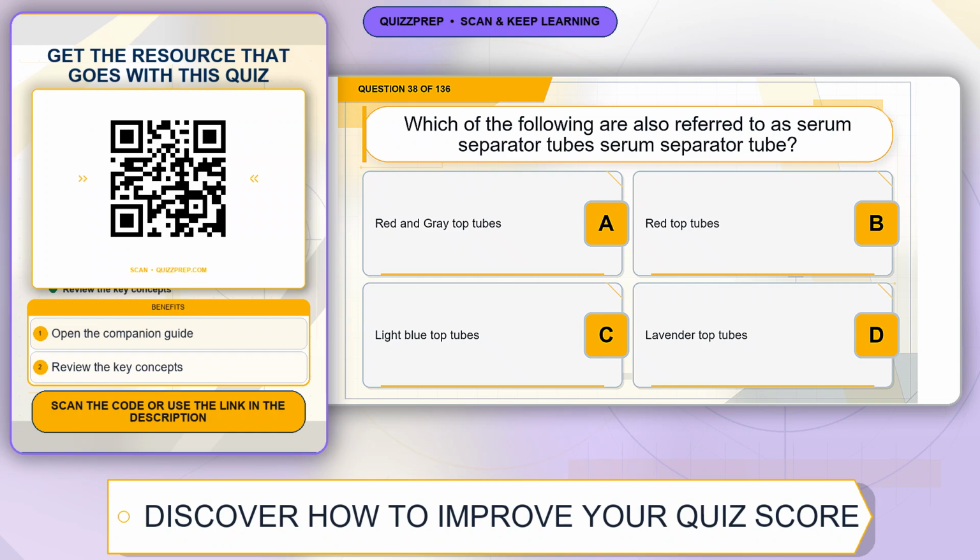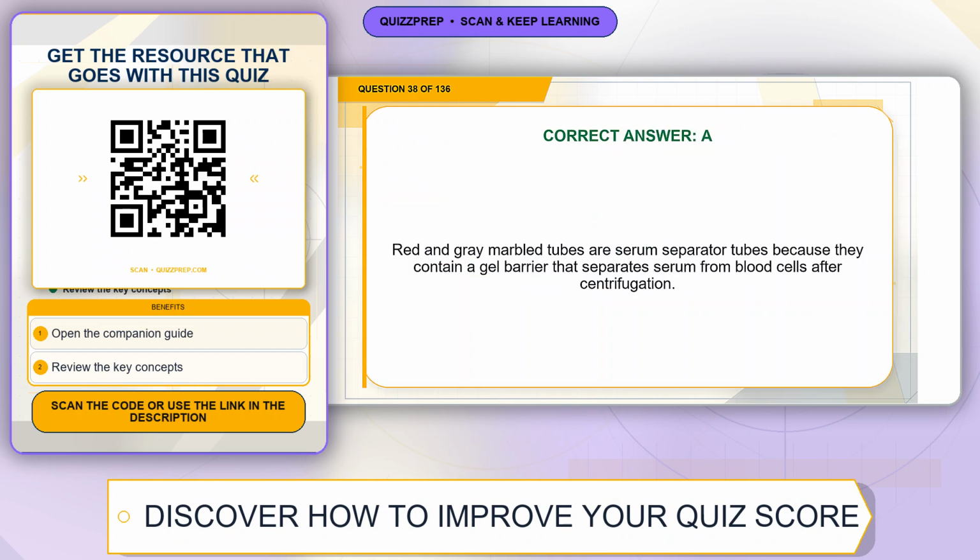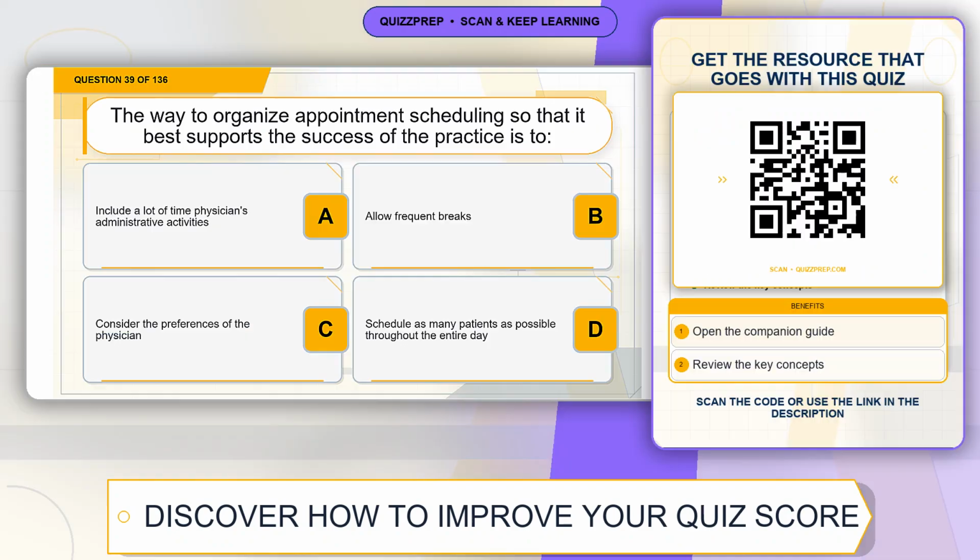Question 38. Which of the following are also referred to as serum separator tubes? Option A, red and gray top tubes. Option B, red top tubes. Option C, light blue top tubes. Option D, lavender top tubes. The correct answer is option A, red and gray top tubes. Explanation: red and gray marbled tubes are serum separator tubes because they contain a gel barrier that separates serum from blood cells after centrifugation.